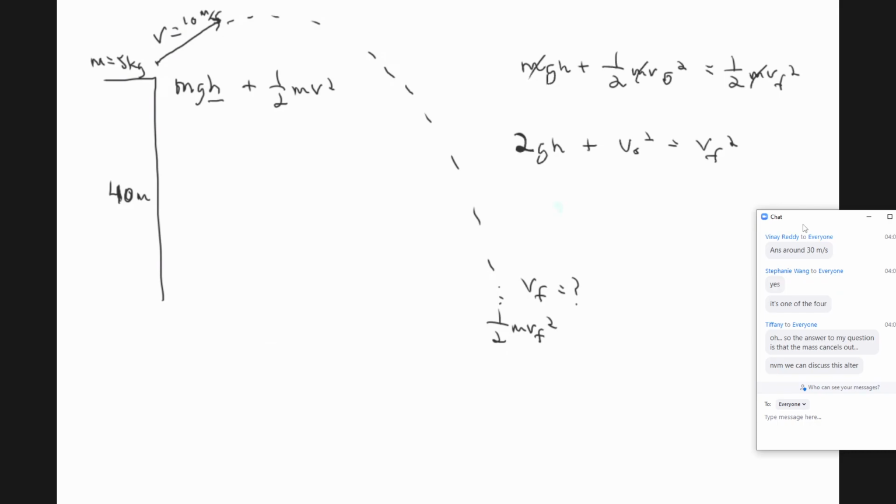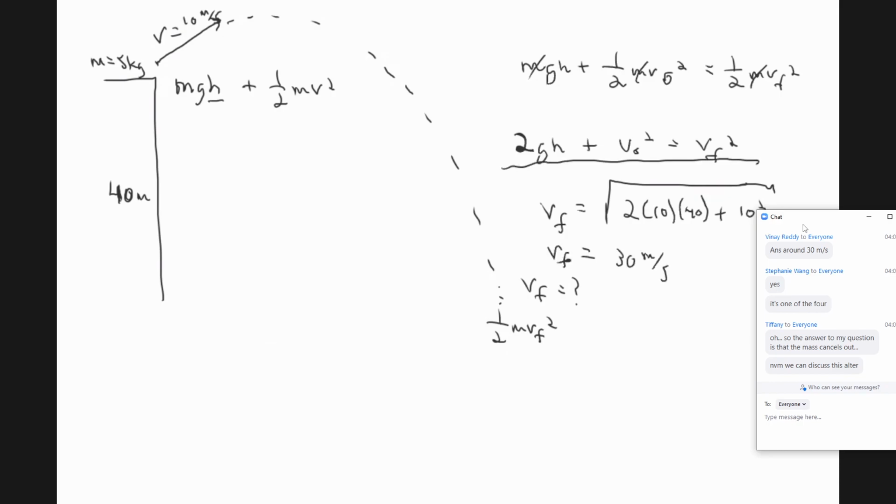So, V final in this case is just the square root of 2 times 10 times 40 plus 10 squared, right? So that's 800 plus 100 gives you 900. Square root of 900 is 30 meters, like Vinay said. But along the way, we saw that this equation comes back into play and takes care of itself, right? And where it came from, using conservation of energy.